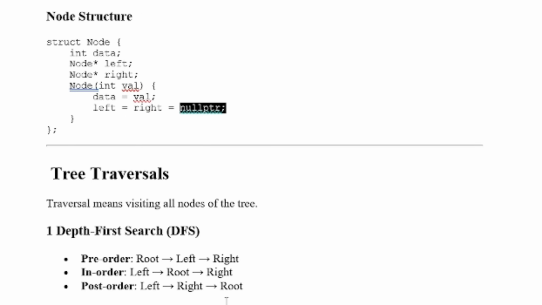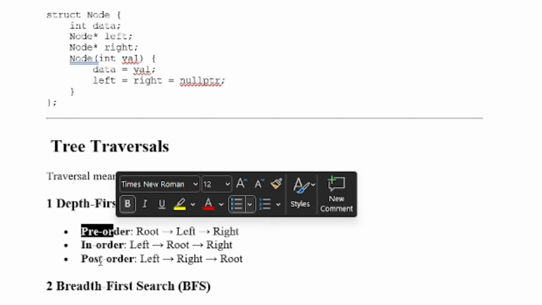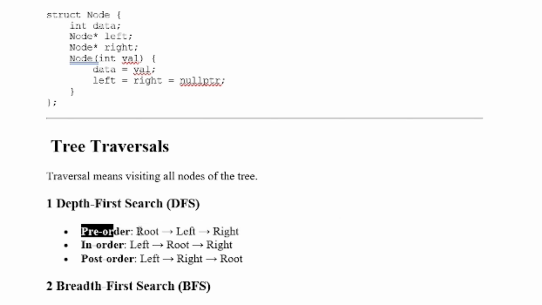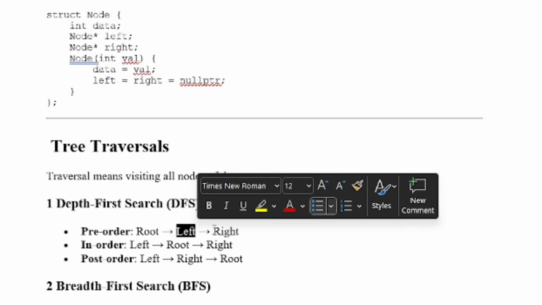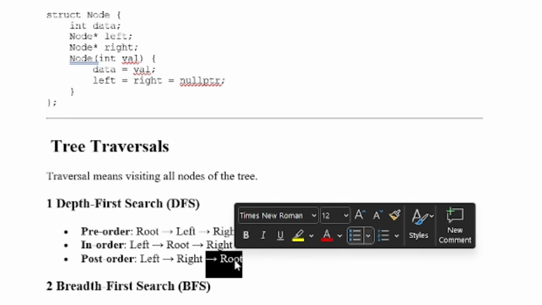Now come to the tree traversal techniques. We have two traversal techniques. First is DFS and second is BFS. First we discuss DFS. DFS has three types: pre-order, in-order and post-order. In pre-order it is root, then left, then right, and in-order is left, root and right. Now come to post-order. Post-order is left, right, then the root.